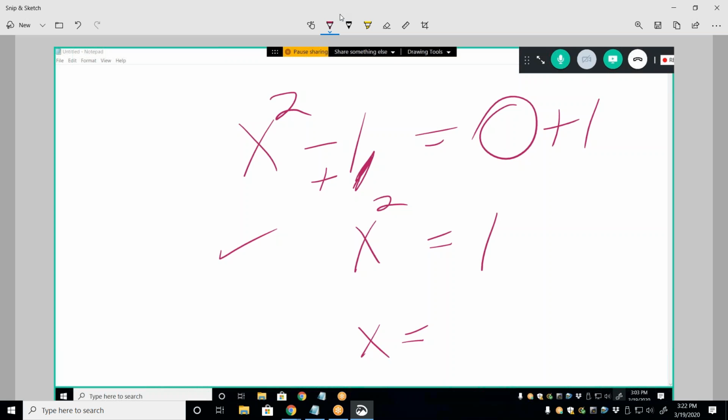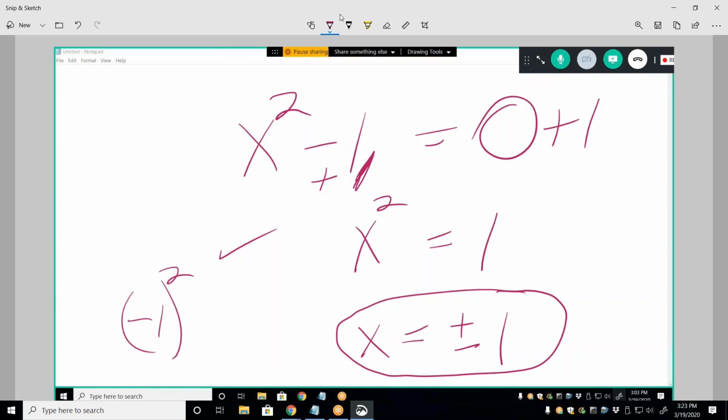However, because I solved this by taking the square root of both sides, what words do I have to begin my answer with? Plus or minus? There's your answer. Now, if you think about it, is minus 1 a solution? Well, sure. Minus 1, if I square it, that's equal to 1. So that minus 1 works. Minus 1 is definitely one of the roots of 1. Okay, so it's not just 1, it's minus 1 also.